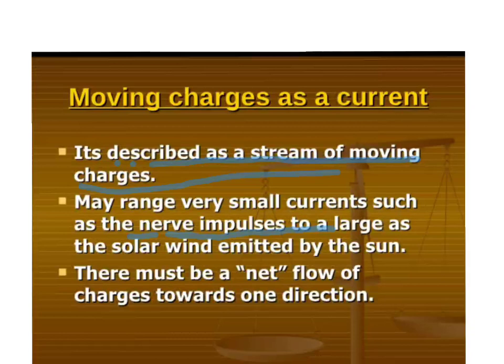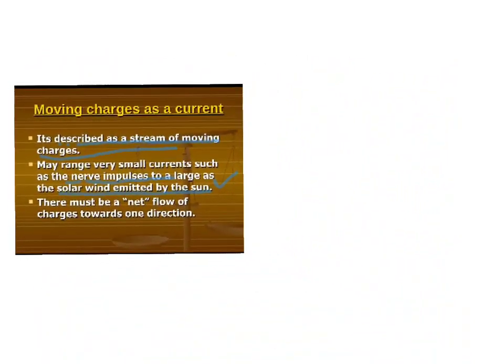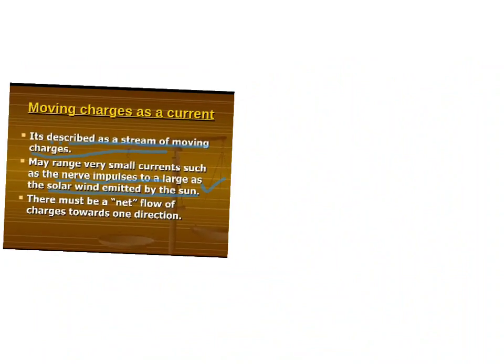There are also currents that are very high in magnitude. Take the example of solar wind that is emitted by the sun. It is very large in magnitude. So the current can vary in terms of magnitude, and there are also examples of current that we can find in nature, say for example, nerve impulse and solar wind. These are all examples of electric current that we find in nature.